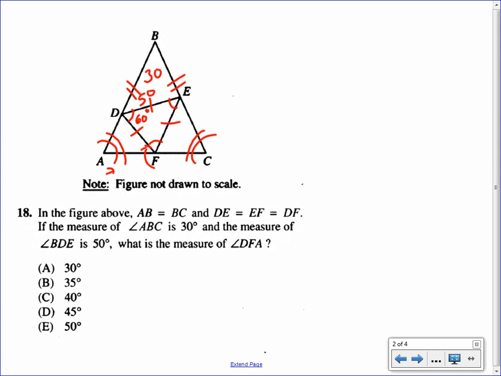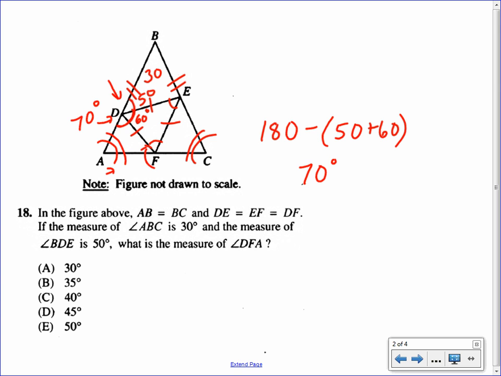Okay, so now we can figure all of this out, because we know that these three angles here have to add up to 180, and we already have 2 out of those 3 angles. So we can figure out this missing angle here by subtracting 50 plus 60 from 180. So that means 180 minus 110, which gives us 70 degrees. So we know this missing angle is 70.